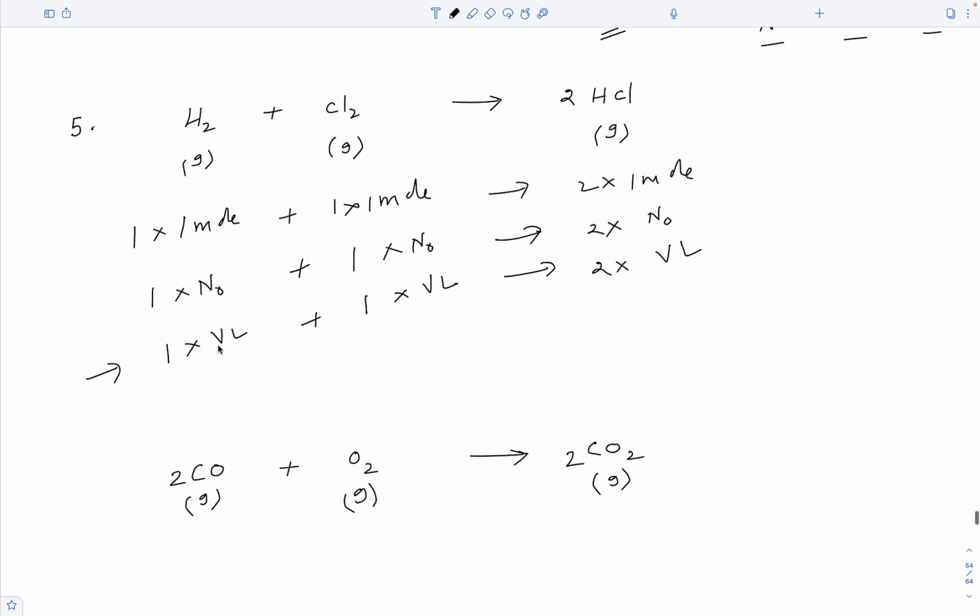Now if you cancel V throughout, it becomes 1 liter of hydrogen combines with 1 liter of chlorine to produce 2 liters of hydrogen chloride. And if you take the ratio of these volumes, it is 1 to 1 to 2, same as the ratio of their stoichiometric coefficients.